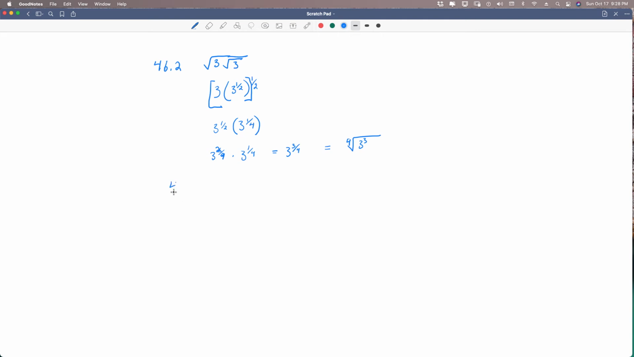All right, let's do 46.3. Let's do it right here. After we do a few of these, you'll start to get the hang of them. So we have the cube root of 3 times the square root of 3.